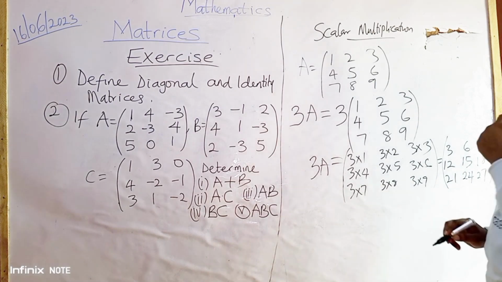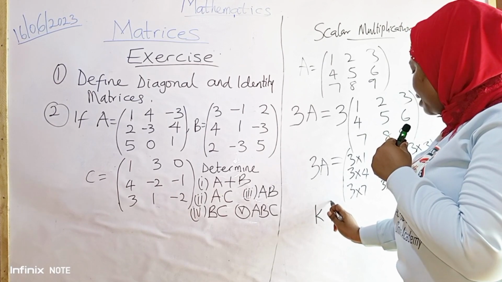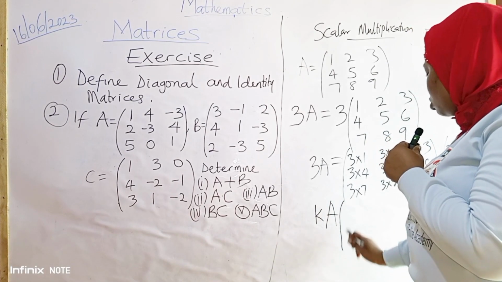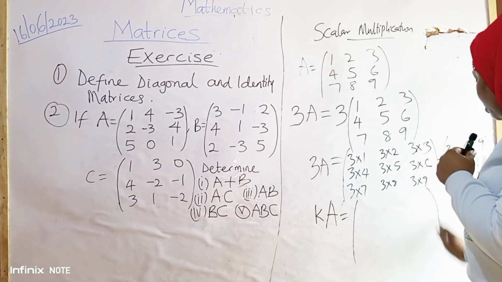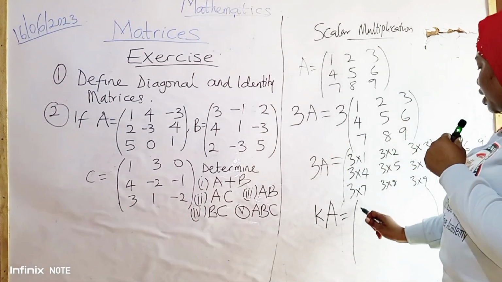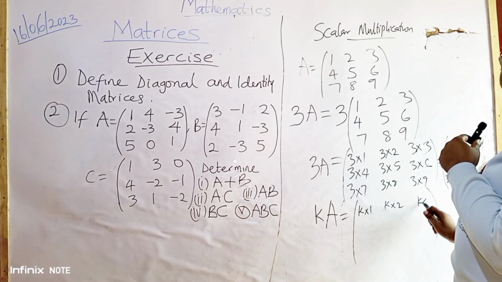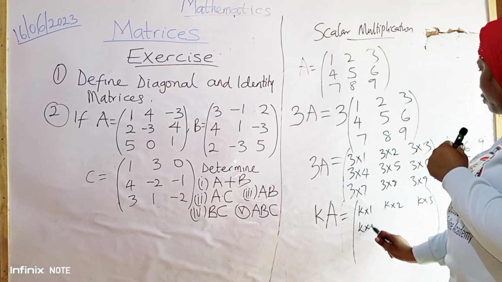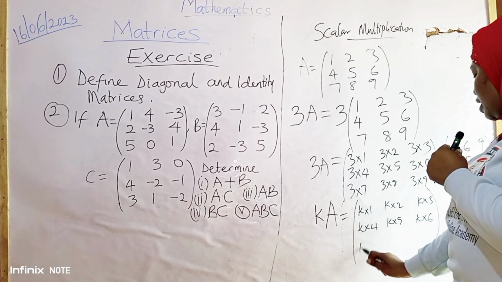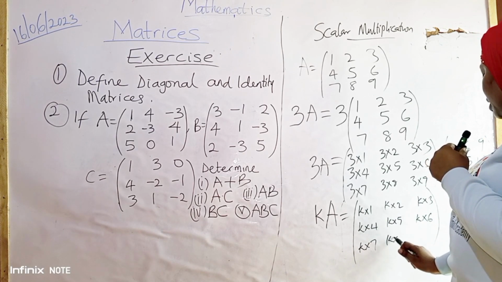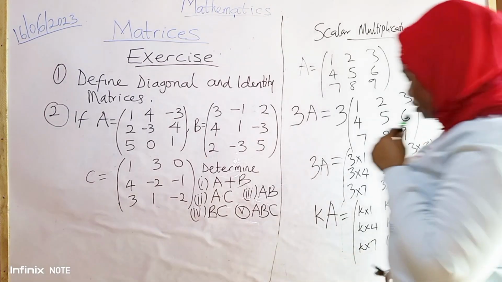So what we are saying in essence is that if you have a constant multiplied by a particular matrix, you are going to get that constant multiplied by it all through. So this will be k multiplied by 1, k multiplied by 2, k multiplied by 3, up to k multiplied by 9, where this k is a number.